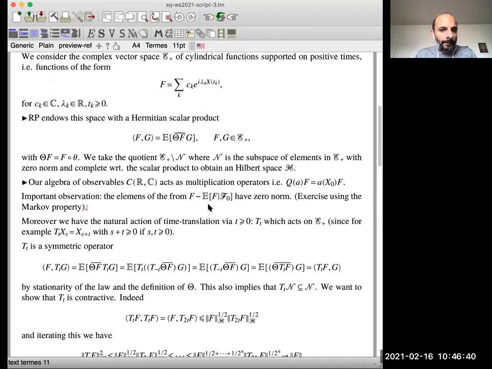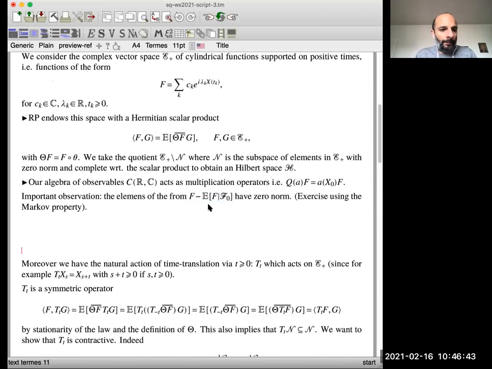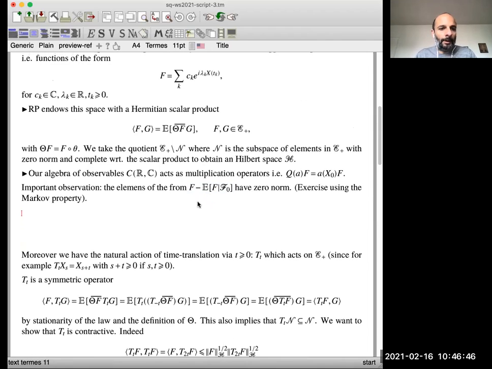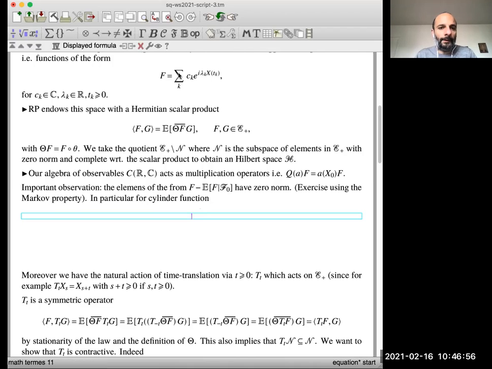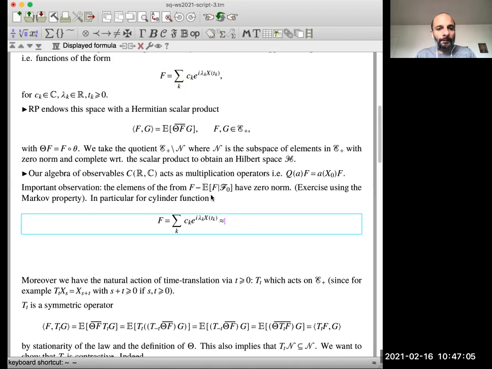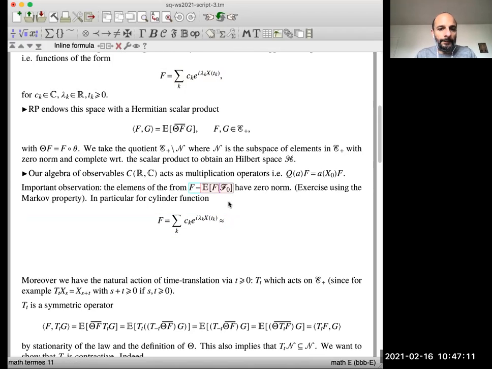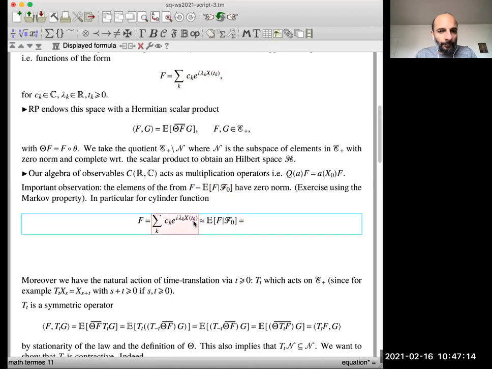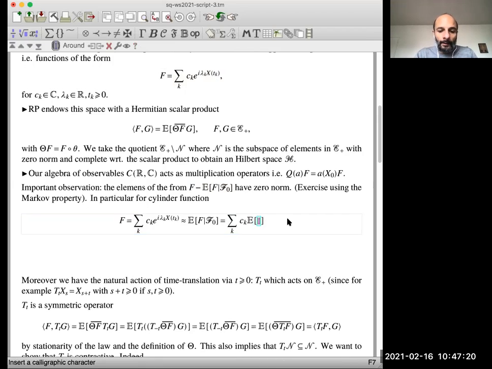Let me be more precise, just to clarify what it means, in particular for cylinder functions, because I want to have an intuition. Imagine you have a cylinder function F like this. It is equivalent in the Hilbert space, that is, modulo zero-norm vectors, to its conditional expectation. And what is its conditional expectation? Well, you need just to take this conditional expectation of that guy.